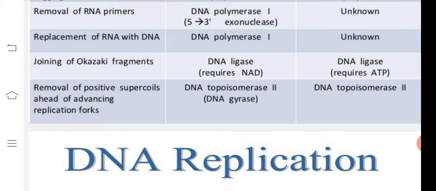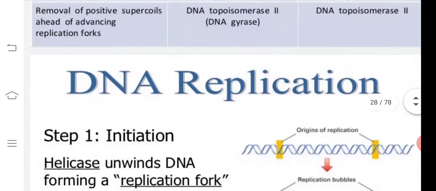Then removal of positive supercoils. What is a supercoil? It is a highly coiled region of DNA. I repeat, supercoils are highly coiled regions in DNA that have to unwind so that the DNA can proceed with the replication process. That is done by the topoisomerase enzyme.